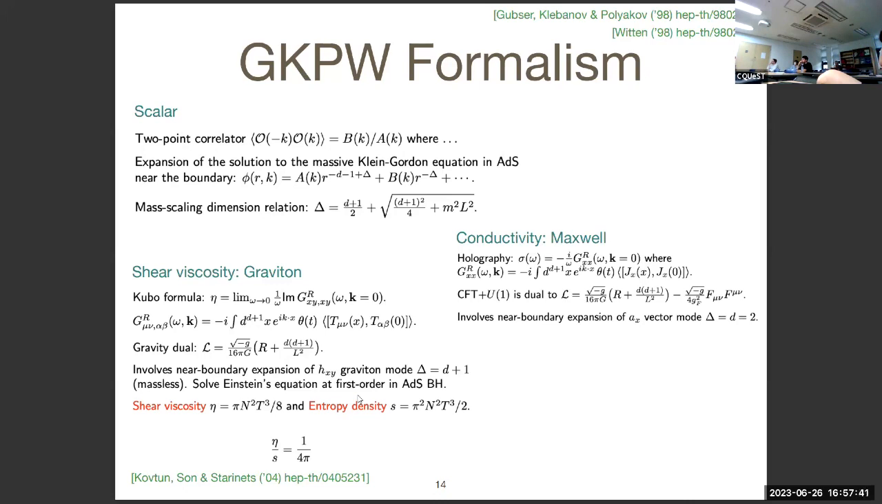And in fact, in principle, you ought to take the number of fields to infinity. Okay, in order for the duality to really hold, a la Maldacena, you really have to take N goes to infinity.